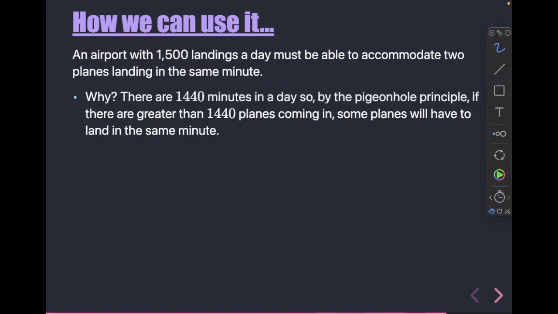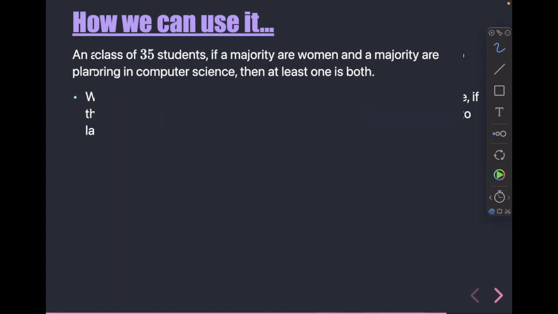So we have 1,440 minutes a day. And so by the pigeonhole principle, if you're having 1,500 landings, like I said, some planes are going to have to land at the same time. And this can also be done to express something a little more numerically complicated.